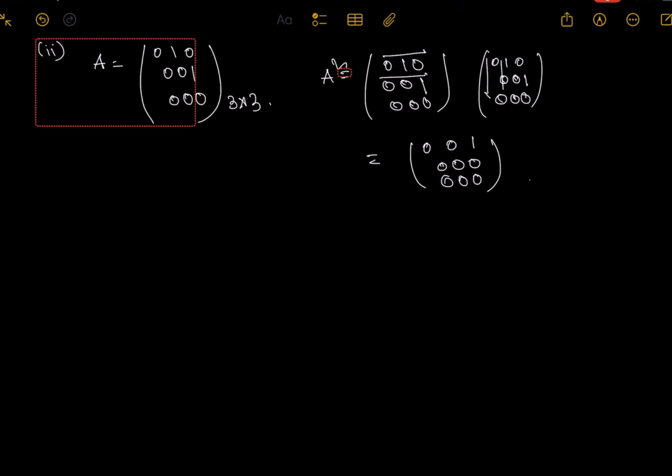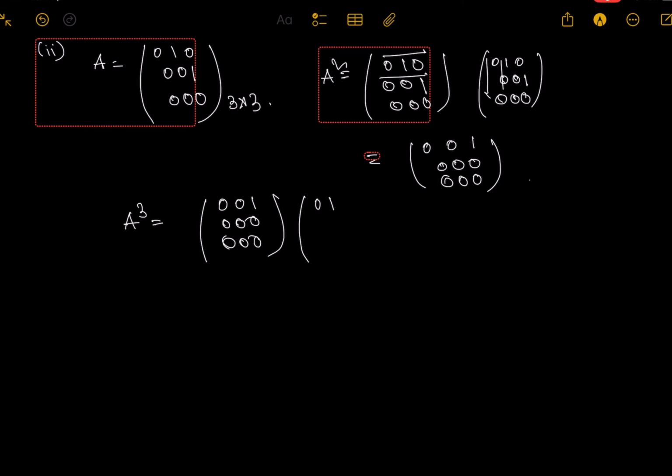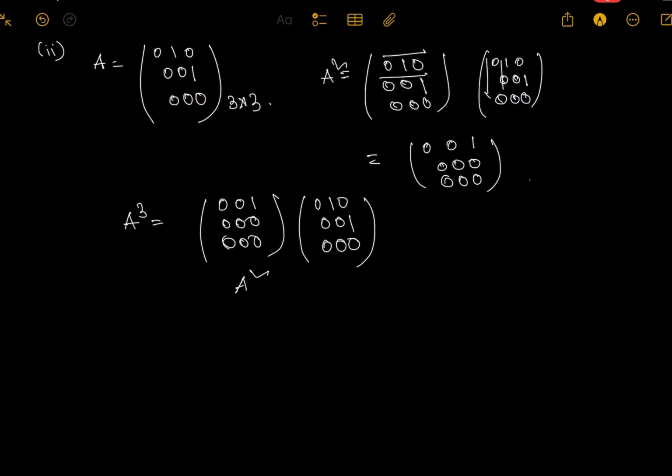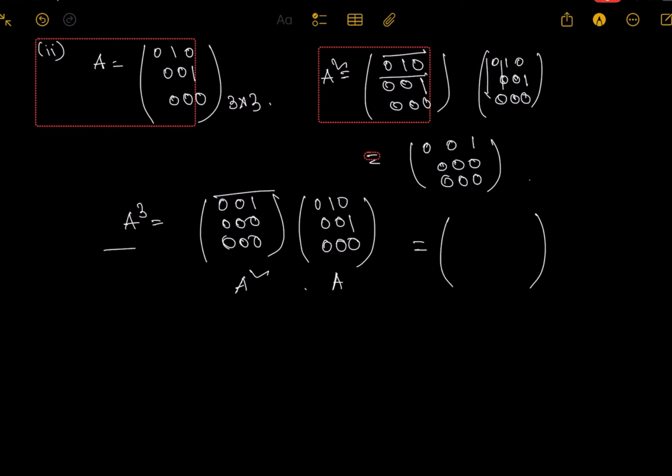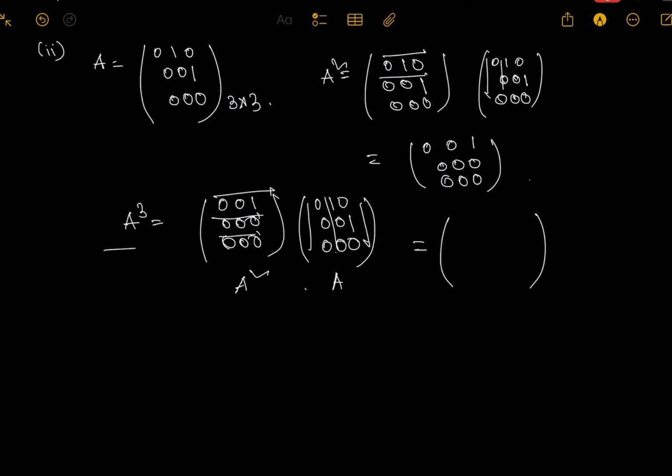Then how do we find A cube? A cube equals A square into A. What is the value of A square? It is 0, 0, 1, 0, 0, 0, 0, 0, 0. And also this A: 0, 1, 0, 0, 0, 1, 0, 0, 0. This is A square, this is A, from this case we can find A cube. So if we multiply that, this goes to this, this goes to this. The second row goes to the second column, the third row goes to the third column. All terms are 0. This implies that this is 0.